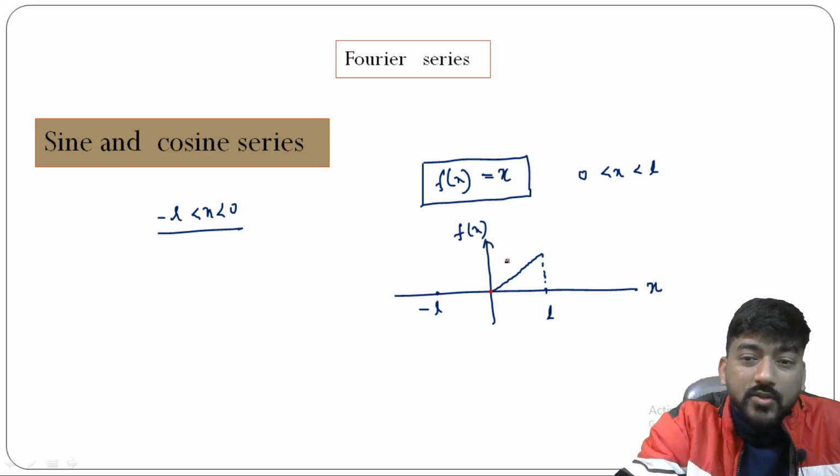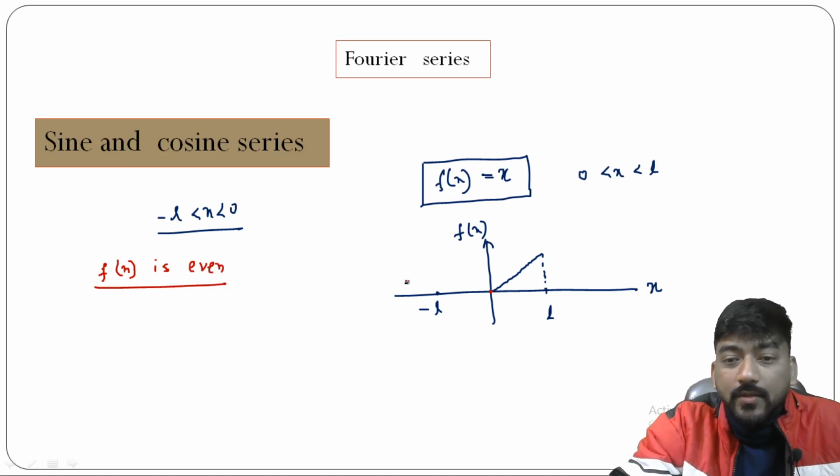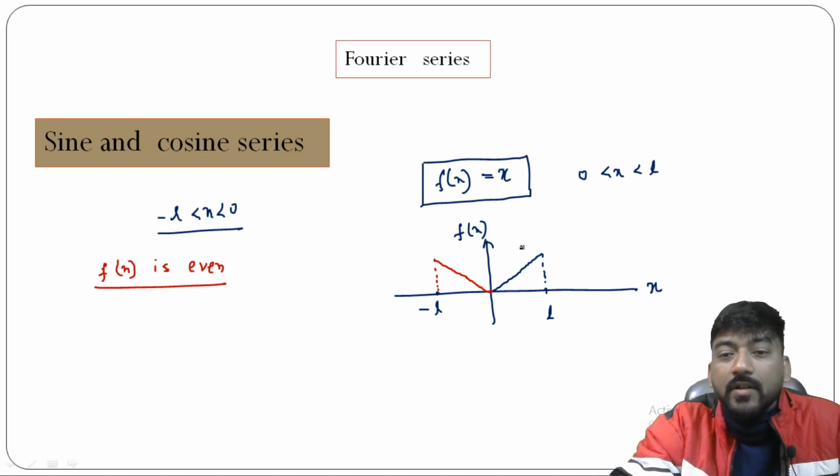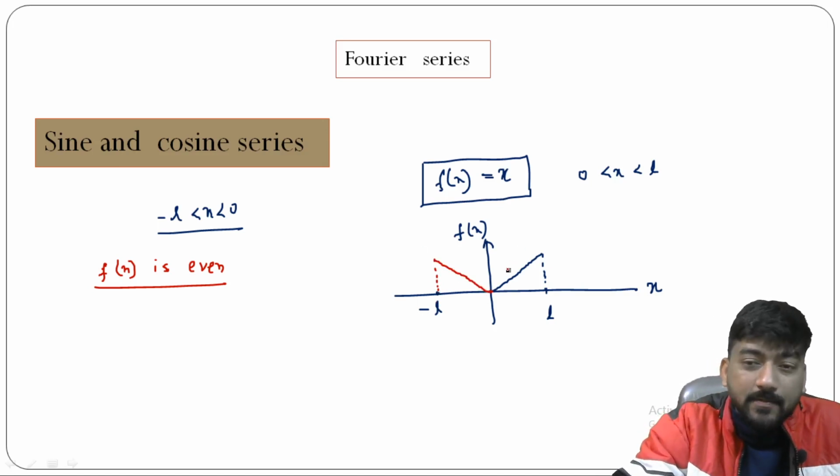So first let me draw this function in such a way that f of x is even. Suppose we want f of x is even. So if f of x is even, then it should be symmetric about the y-axis. That means the plot from minus L to 0 will be this kind. Now it is an even function.